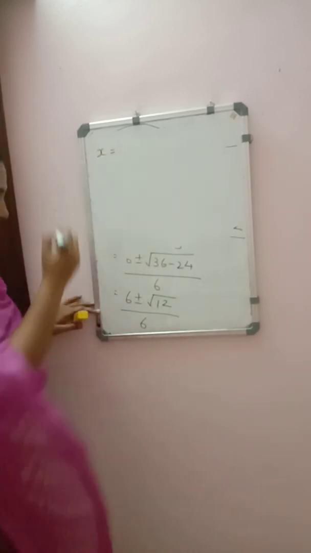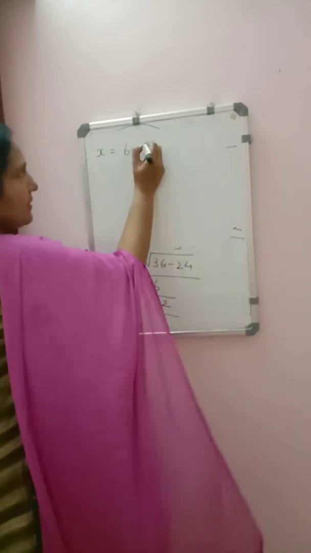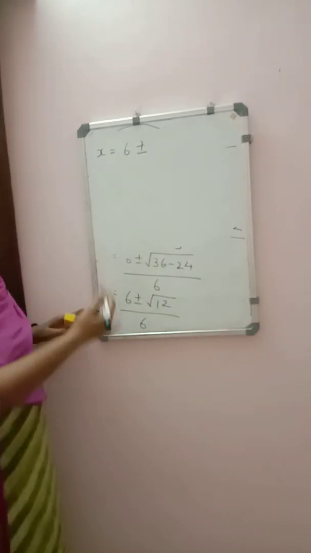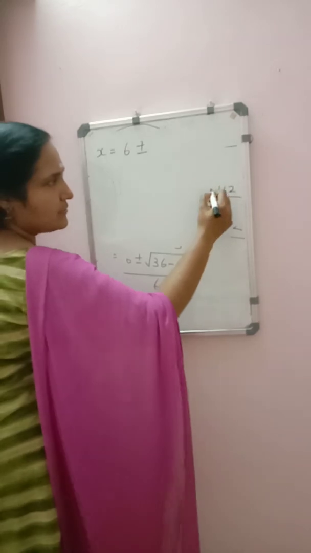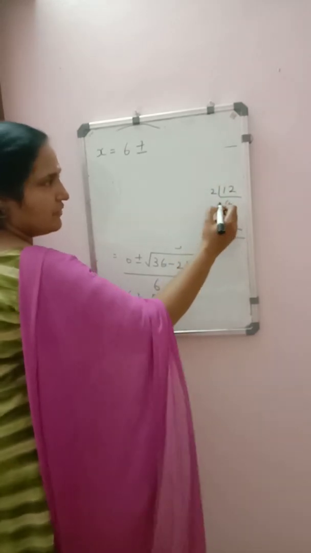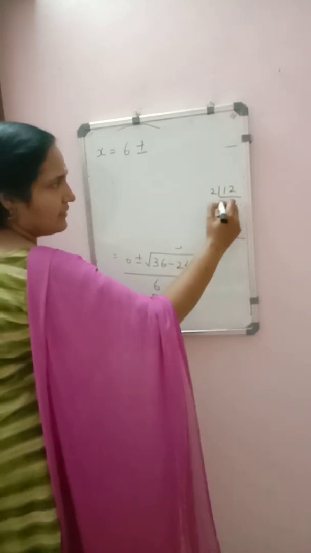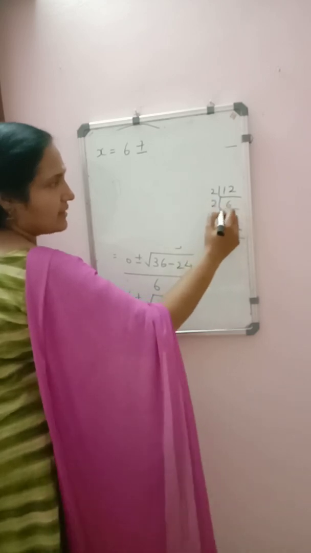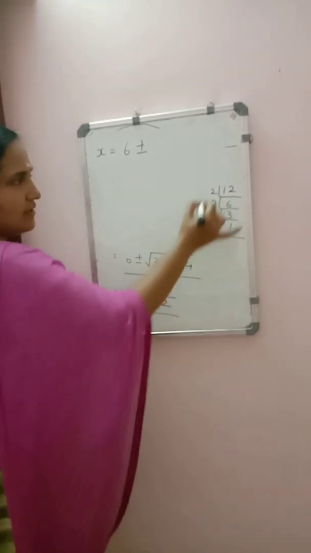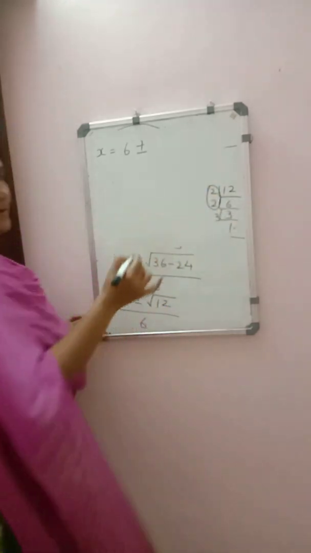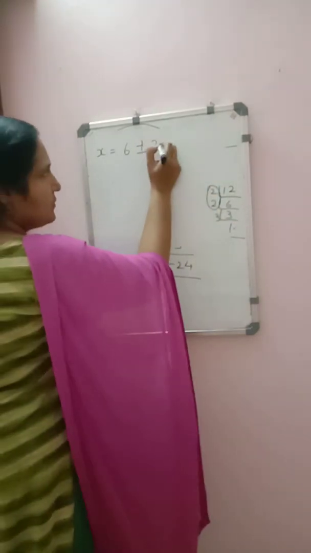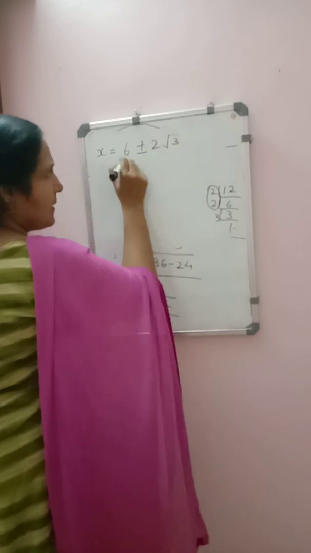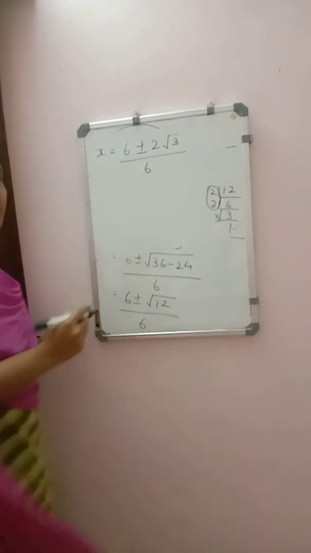X equal to 6 plus or minus root 12. Simplification we did in the 9th class. Root 12, if you do the prime factorization, 2 4s are 2, 6 are 12, 2 3s are 6, 3 1s are 3. So 2 is in pair. So we can write 2 outside the square root. So it will be equal to 2 root 3 by 6.